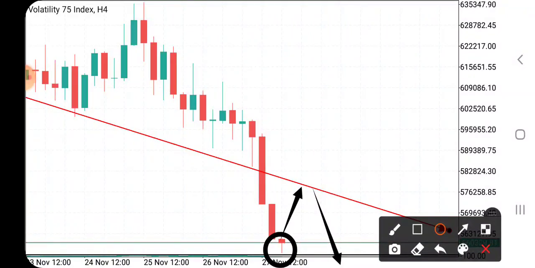Once it breaks the previous low, it's going to happen. But remember, nothing in trading is 100%. I'm just giving you this for educational purposes, for you to understand that this is something you can actually learn. History will always repeat itself. These are things that have been happening.